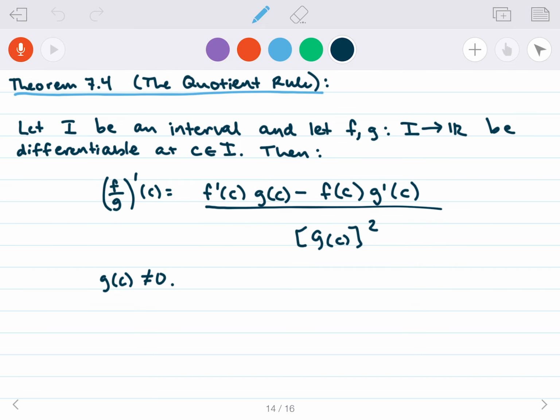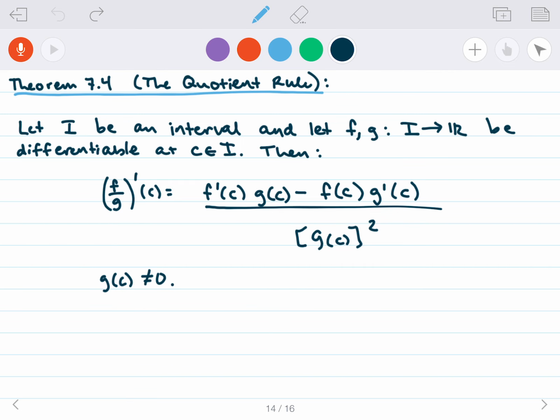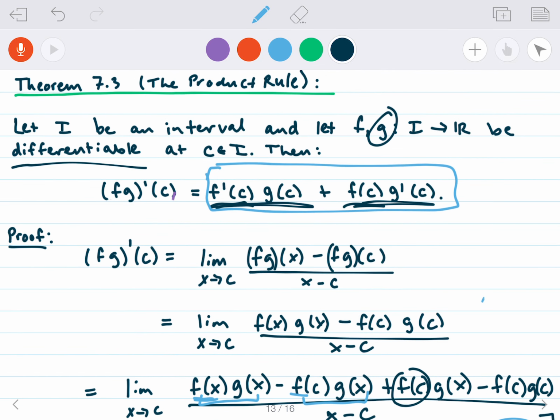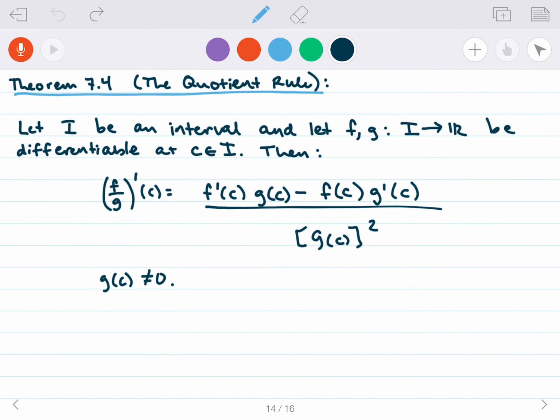For those of you that are just watching for fun, because maybe you're a little bit sick, this is the quotient rule, and for those of you that don't have to do this for homework, it might be a good idea to prove this as an exercise. As a hint, it's very similar to the proof of the product rule. You're going to do some stupid tricks like this in the quotient rule proof.